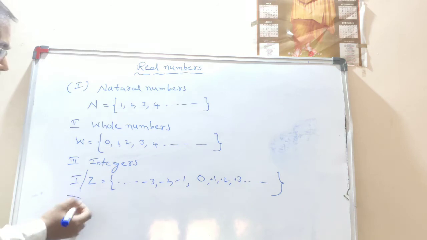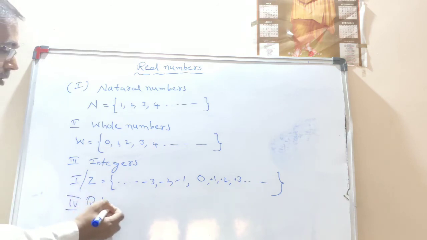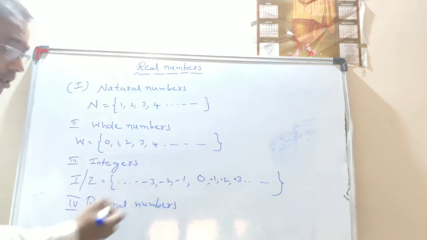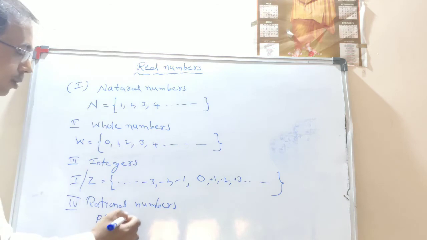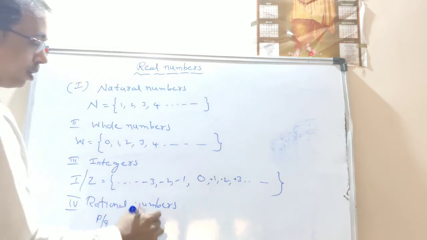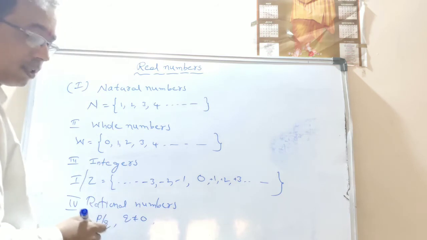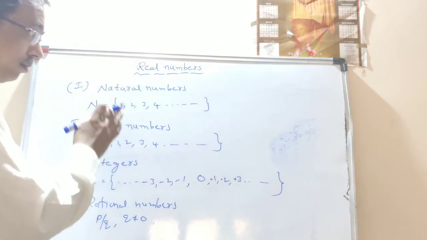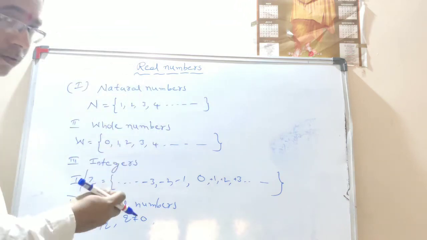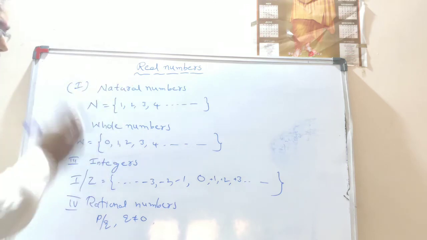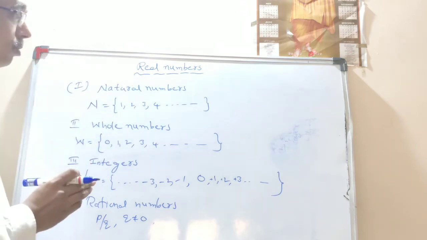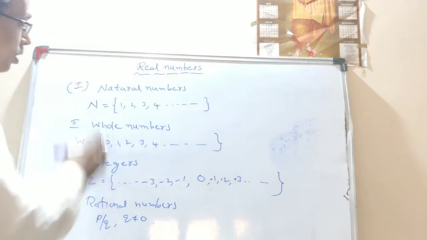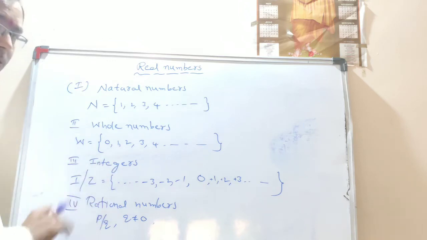And next, rational numbers. Rational numbers means a number which can be represented in the form of P by Q, and Q not equal to 0, and P and Q are integers. Okay. Now in this chapter we will discuss numbers in that form. Till these 4 types, numbers like 1, 2, 3, 4 can be represented on a number line. And moreover, each type of number can be put in the form of P by Q.